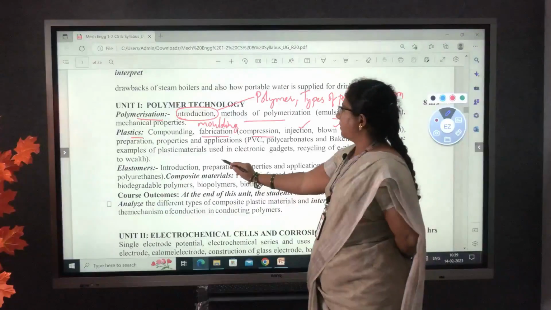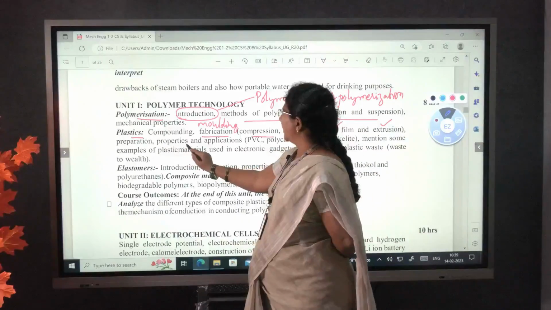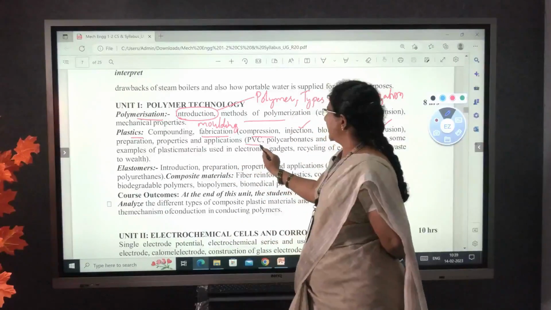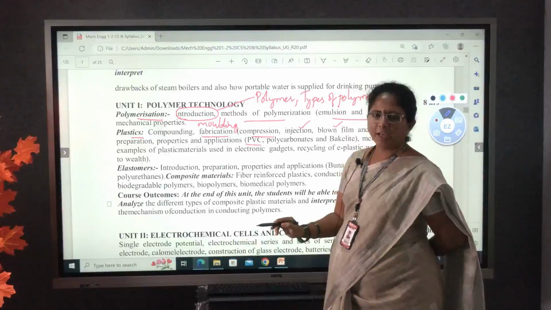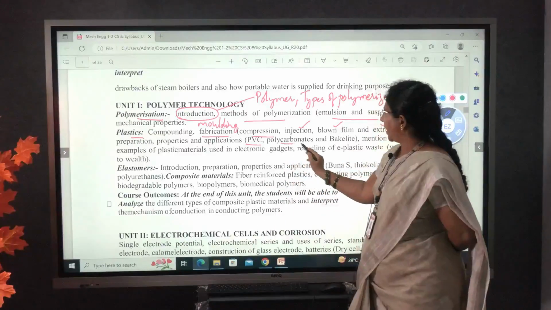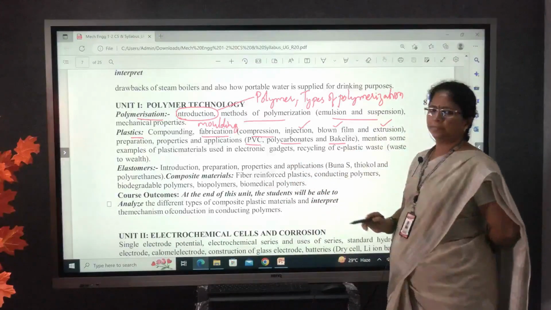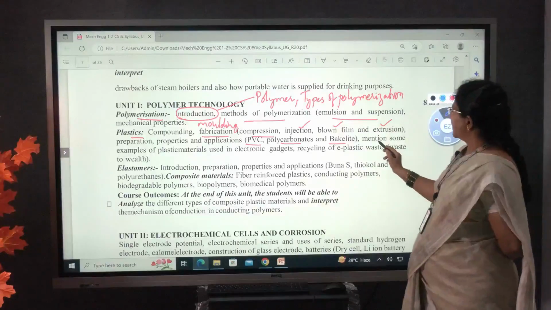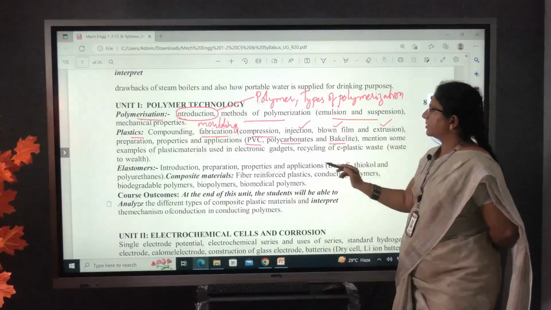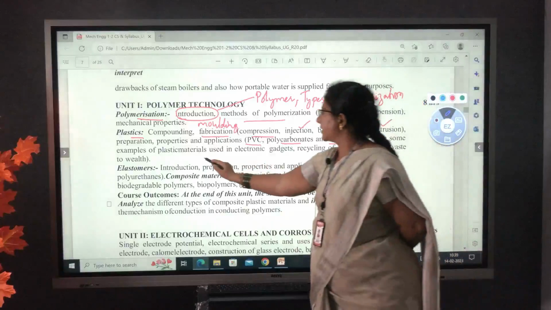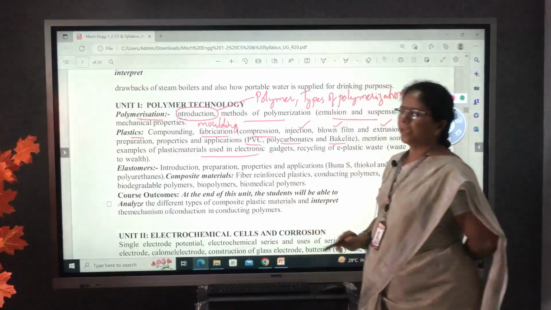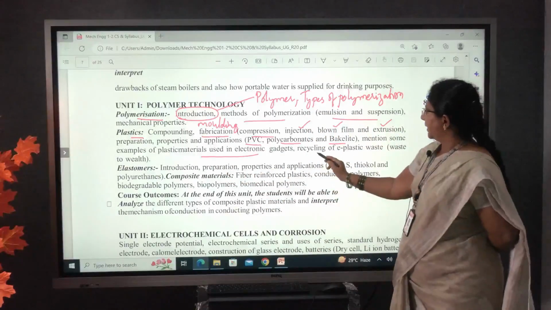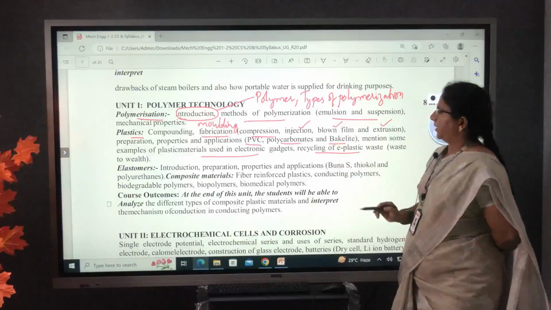Next we will discuss the preparation, properties and applications of PVC, that means polyvinyl chloride, polycarbonates and bakelite. And in addition to that, we will discuss some examples of plastic materials which are used in electronic gadgets. And next, recycling of e-plastic waste.